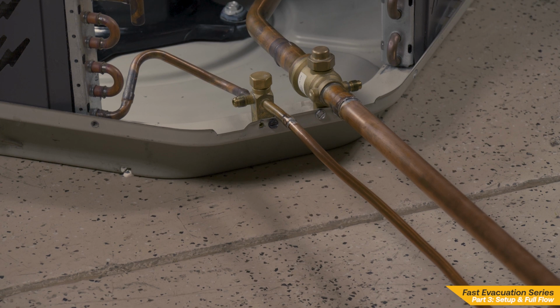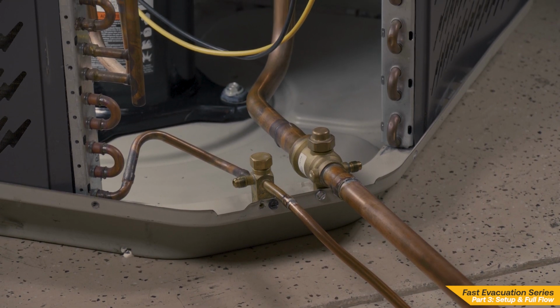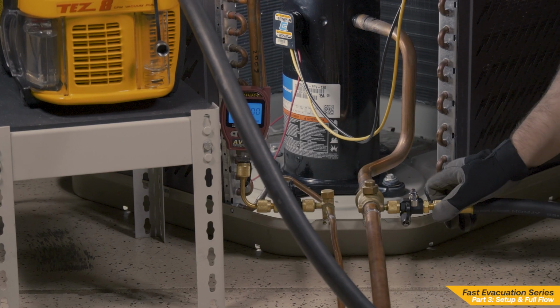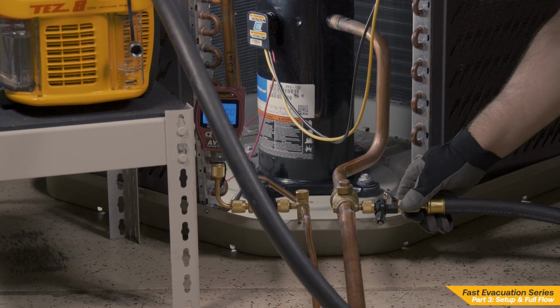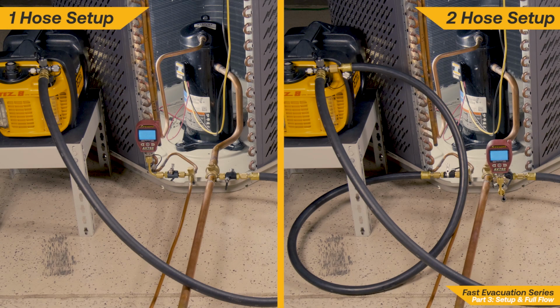On the other hand, not all systems require multiple pumps or a lot of hoses. When evacuating smaller residential systems, it's a common thought to use a one-hose setup, which isn't necessarily wrong, but in terms of full flow, it isn't the most effective setup. We will now go over 2 different setups to show how they differ.